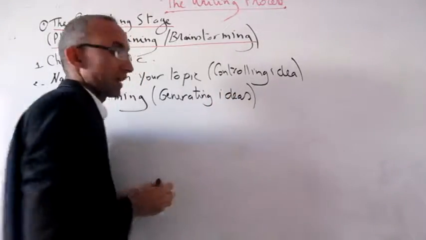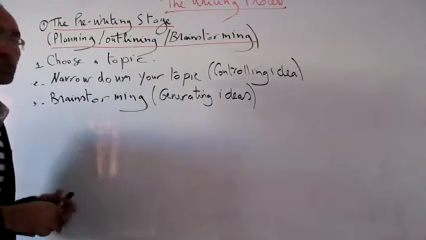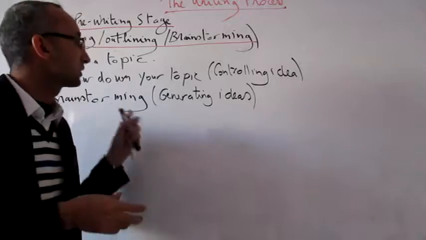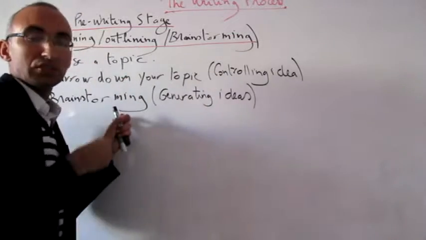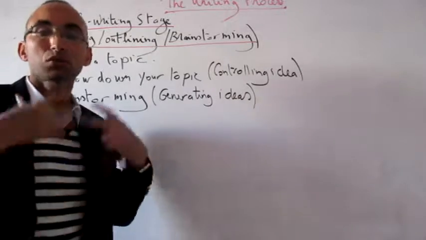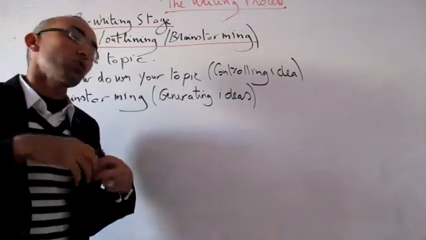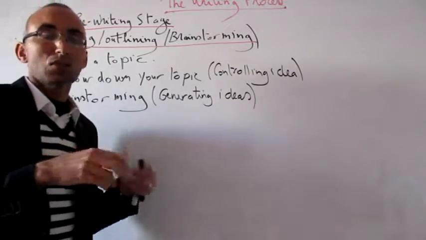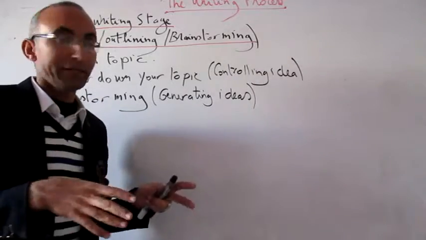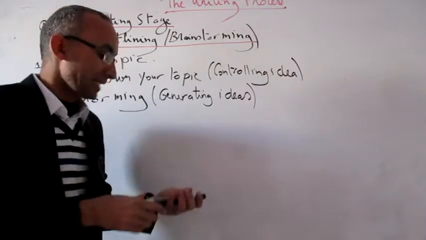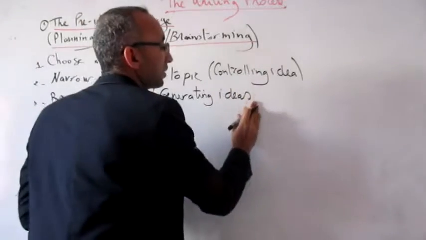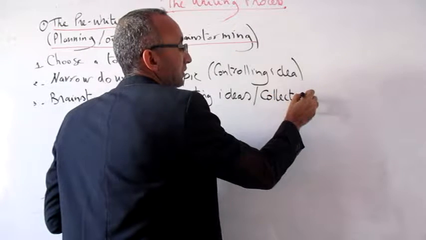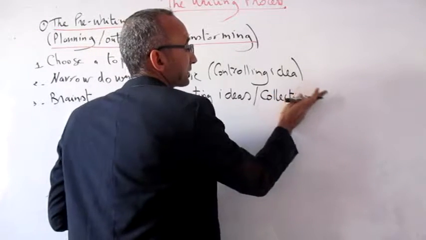Generating ideas. In this step, you are required to generate, to produce, to come up with as many ideas as possible about this main idea of the topic. And here, of course, you are not required to select or to choose. Just write down all what comes to your mind as ideas, whether they are relevant or irrelevant. Clear, here we are only in the stage of collecting ideas, generating ideas, or also collecting ideas.